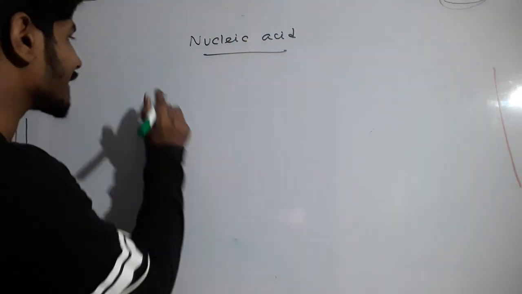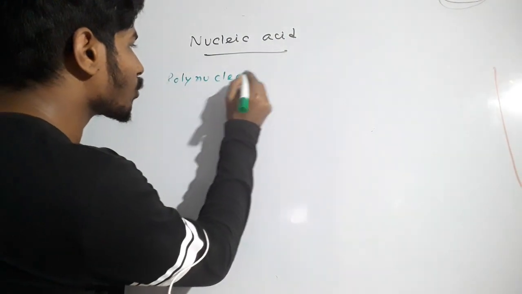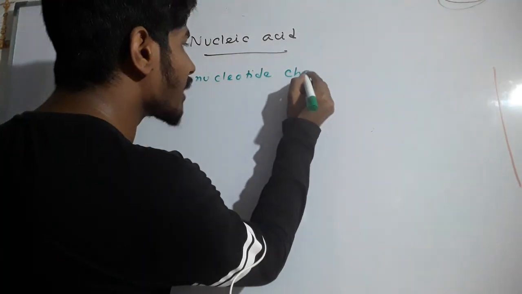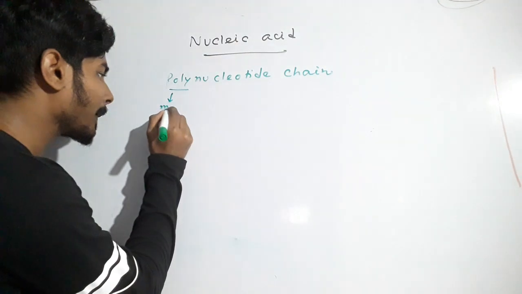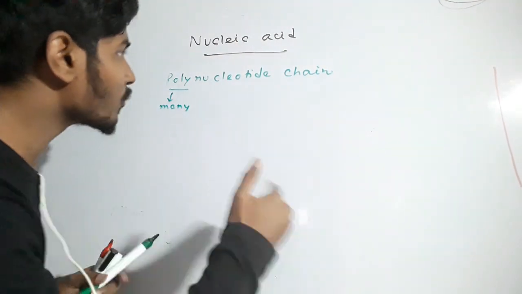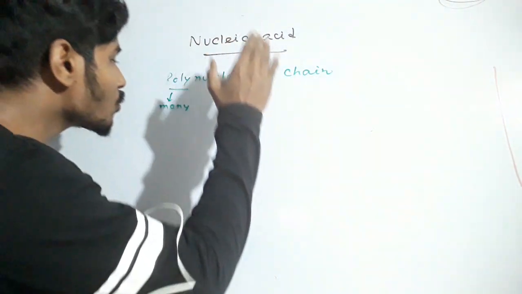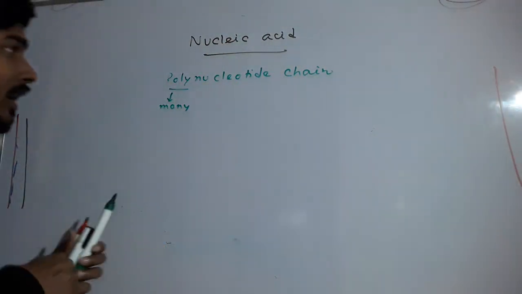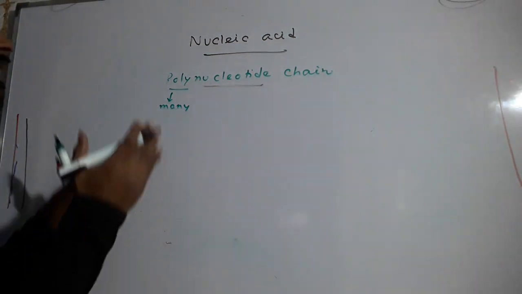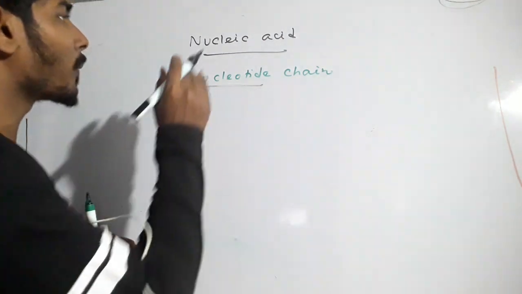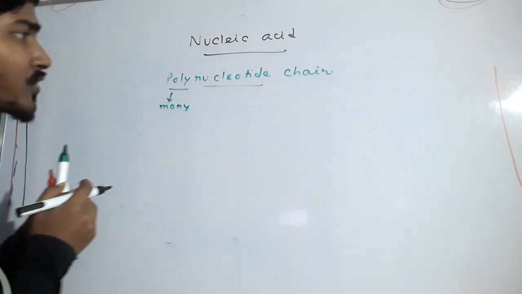So nucleic acid is a polynucleotide chain. Poly means many, so many nucleotides are linked to one another to form a chain, and we call this chain nucleic acid. Now, you can see that this nucleotide is the building block of nucleic acids. So, we are going to discuss nucleotide first.